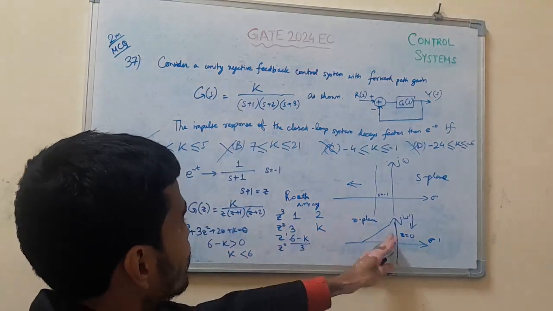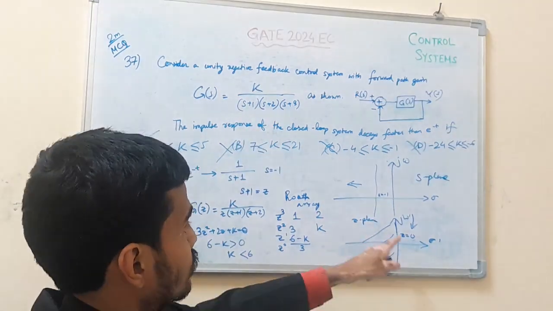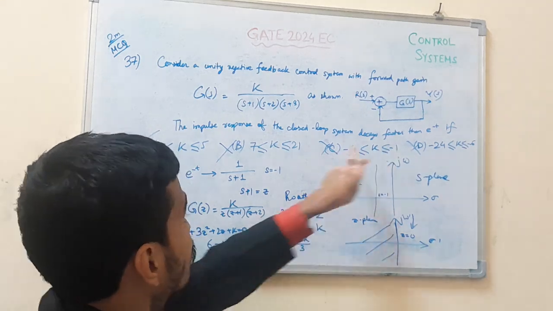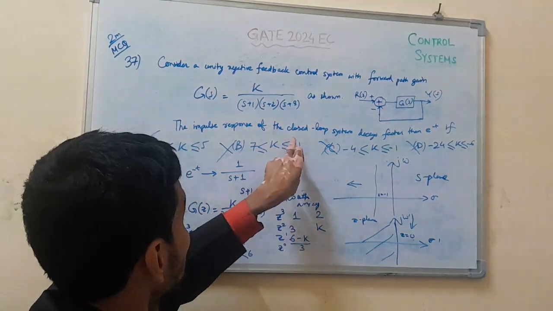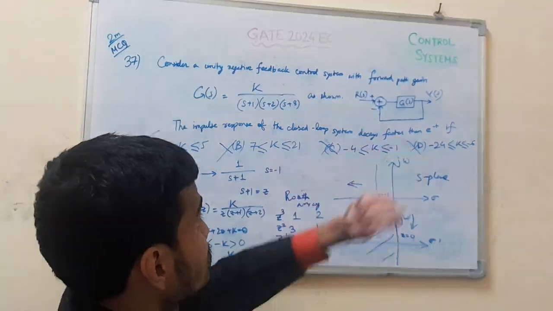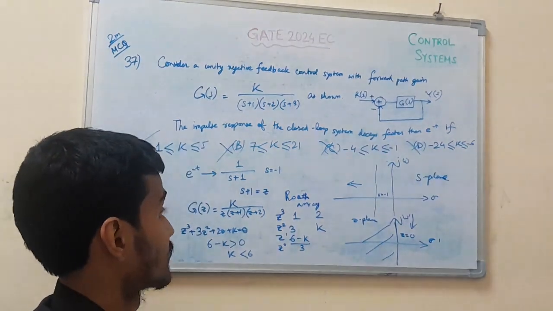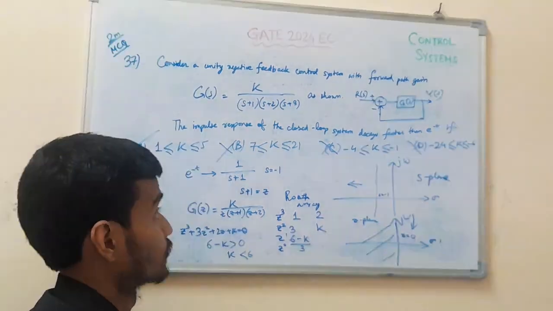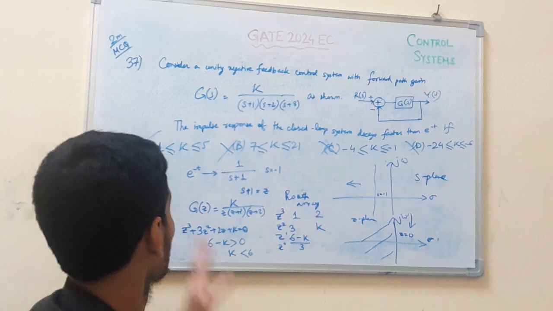for which all the poles lie to the left of z equal to 0. This is the same as s equal to -1, or the values of k for which the impulse response of the closed loop system decays faster than e to the -t. So the correct answer for this question, as I explained with proper steps, is option A.